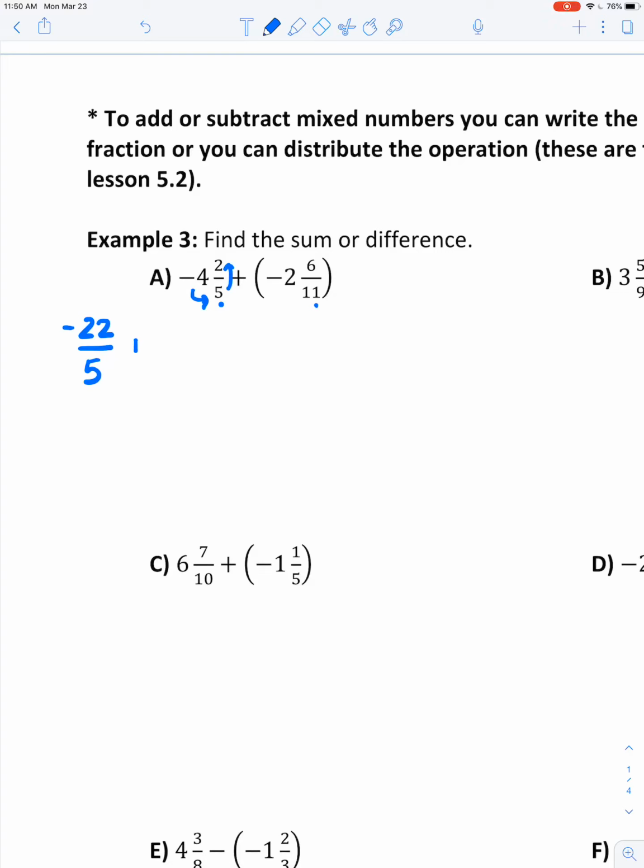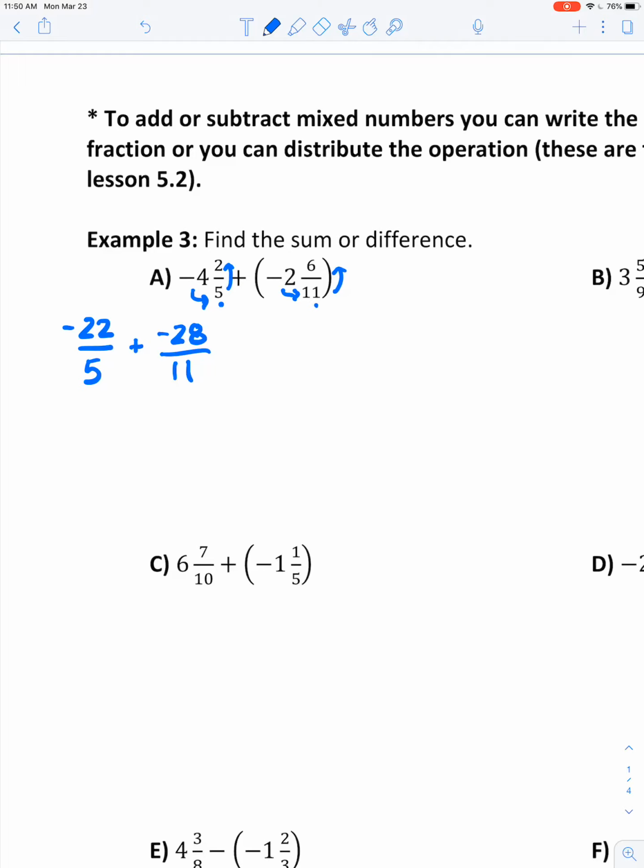Okay, we're going to do the same thing with the other side. So we're going to take 2 times 11 and then add 6. 2 times 11 is 22, plus 6 is 28. Because that was a negative 2, it's going to be a negative 28, and the 11 stays the same.